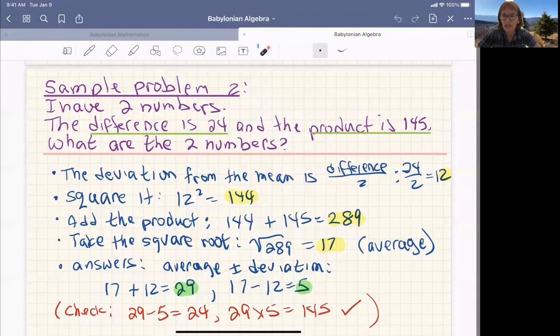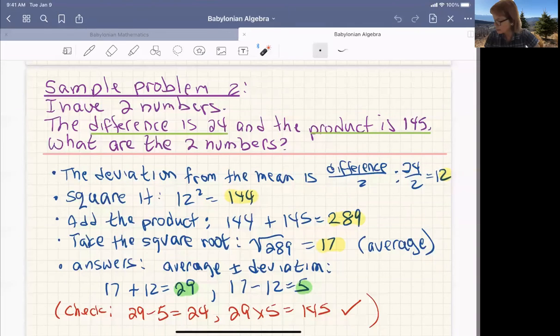I'll be drawing an illustration of what all of this means, but if you think about it, I have two numbers. The average is the number that's halfway between them. And so the deviation from the average is going to be the difference divided by 2. Right now I'm focusing mostly on what they did, and we'll look at the more modern interpretation in a minute. So you take the difference, divide by 2, get 12.